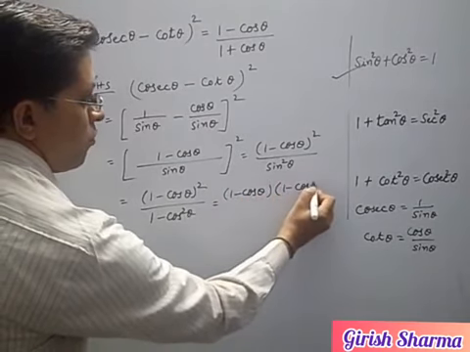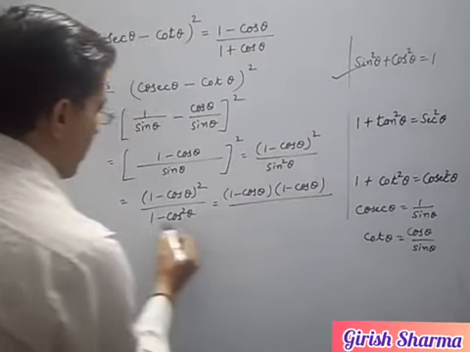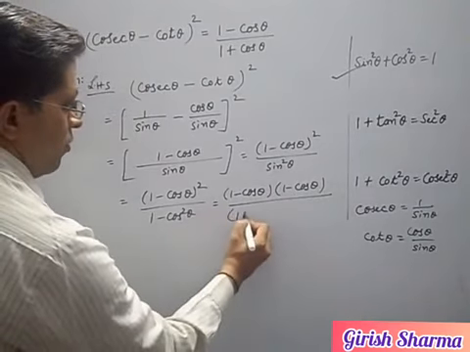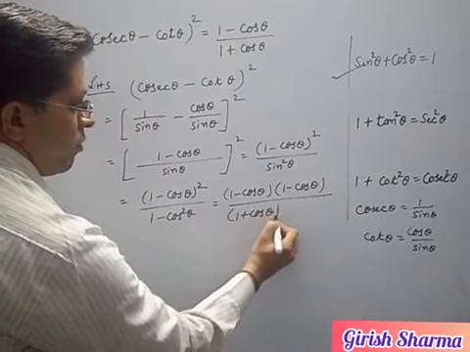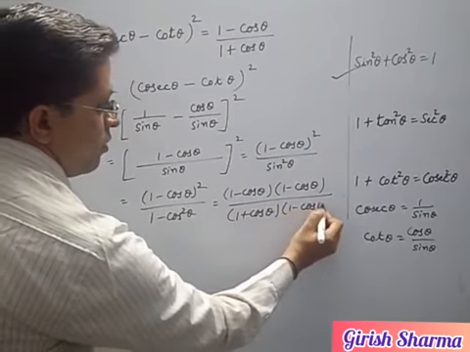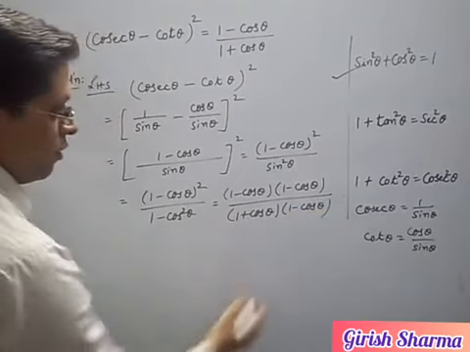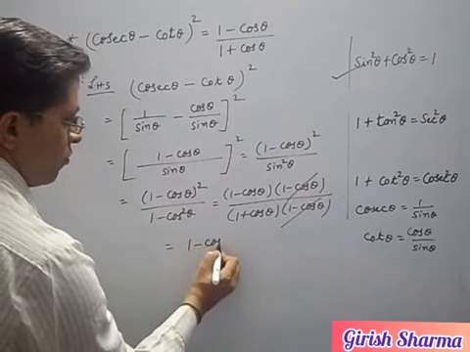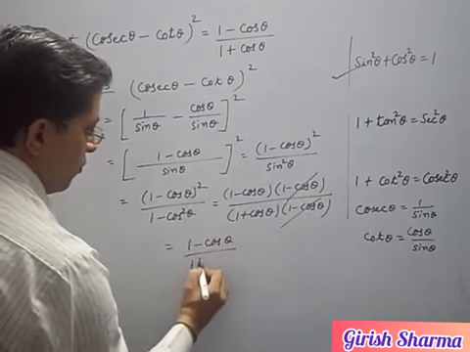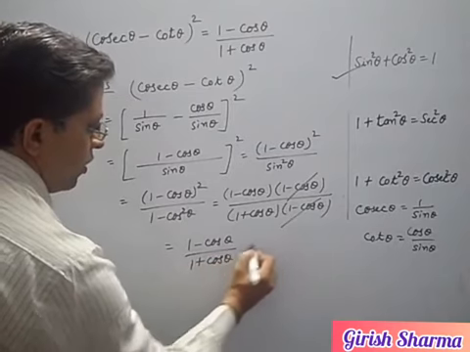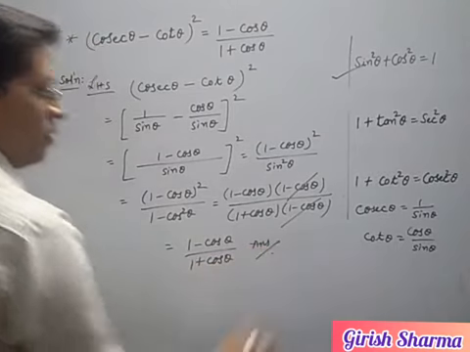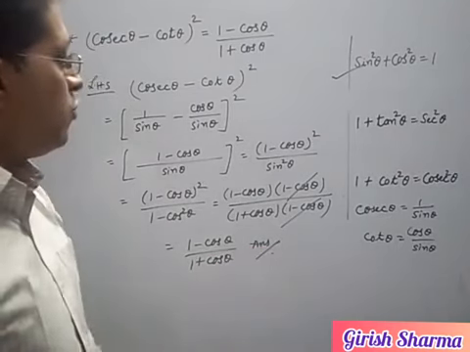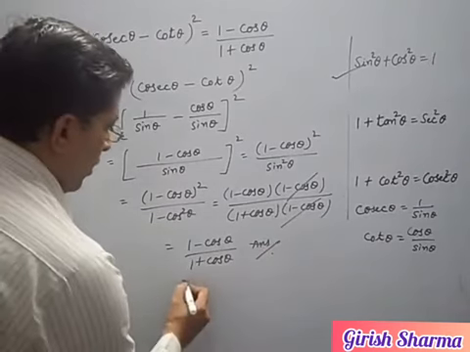1 minus cos theta. And here is a plus b and a minus b. Okay, now see what is common. This is common. So 1 minus cos theta upon 1 plus cos theta. This is your answer. Getting? Like this way you can get RHS. This is your RHS also.